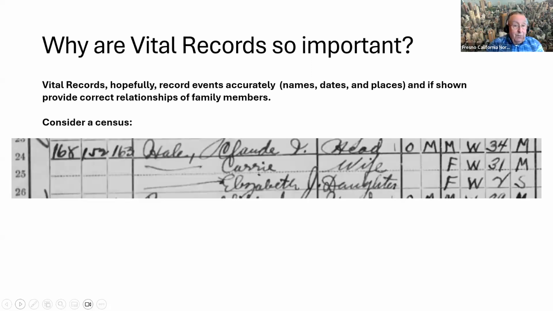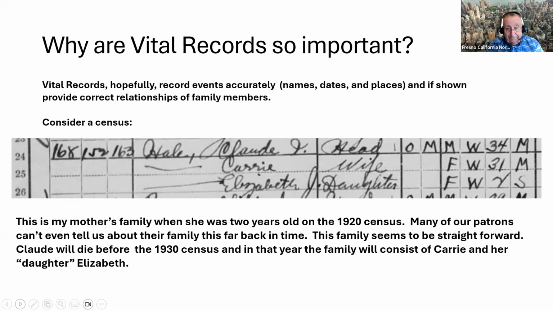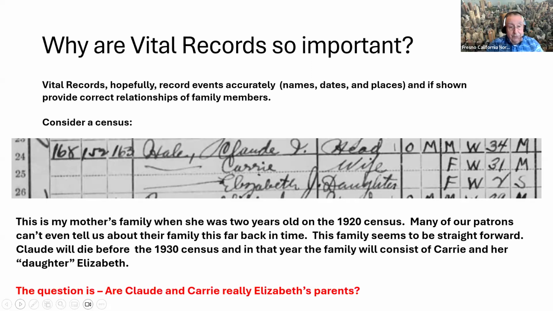As an example, here's a census record from 1920. It shows my mother, Elizabeth, as a 2-year-old in the home of her parents, Claude and Carrie. And she's just 2 years old. So the assumption is these are her parents, and this is my mother. My grandfather, Claude, will die before the 1930 census. And on that census, the family just consisted of Carrie and her daughter, Elizabeth. The question becomes, though, are Claude and Carrie really Elizabeth's parents?